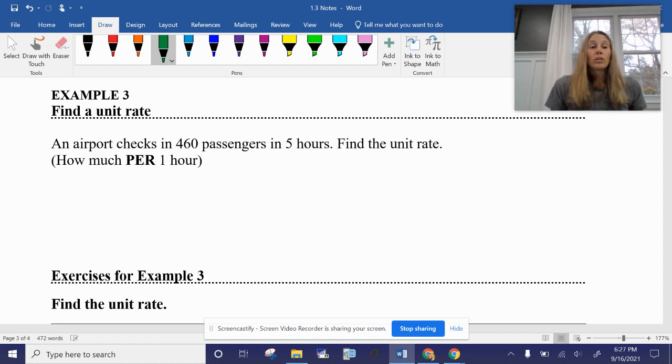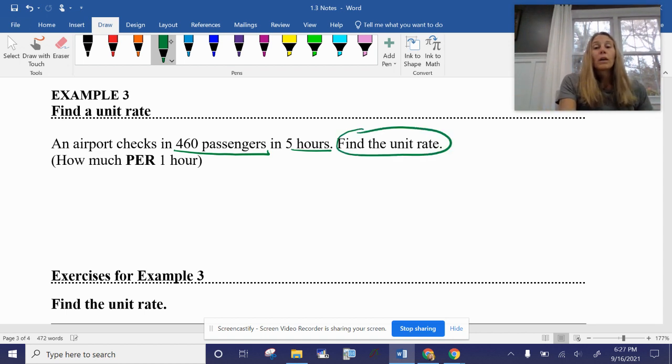So in this situation, an airport checks in 460 passengers in 5 hours. So two different things, two different units, right? So when it says find the unit rate, the only thing that people can do wrong here really is there's two options, 460 over 5 or 5 over 460, because you're always going to set it up as a fraction and then you're going to divide. But if you set the fraction up upside down, then you're not finding the correct unit rate.